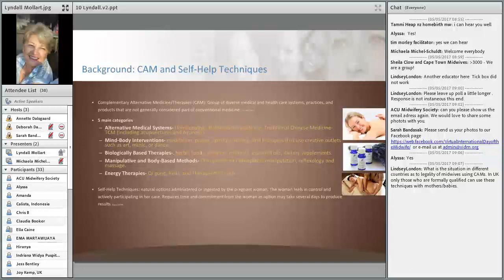So when I was trying to find a definition for self-help strategies, it was a little bit harder to find. So I've developed my own with help from a previous publication by Evans in 2009. So it's natural options administered or ingested by a pregnant woman, and the woman feels in control and actively participating in her care. However, this may take time and commitment from the woman, as some of these options may take several days to produce a result. However, that could be said also for some of the medical procedures that women undertake as well.